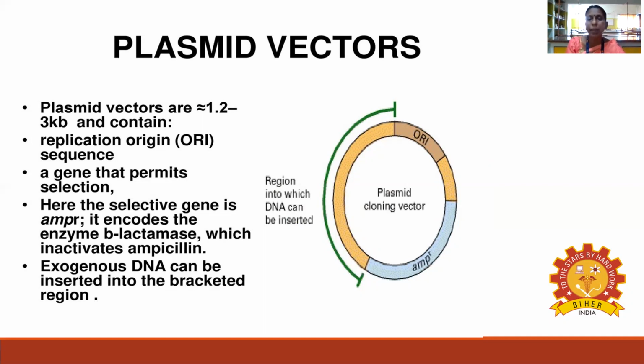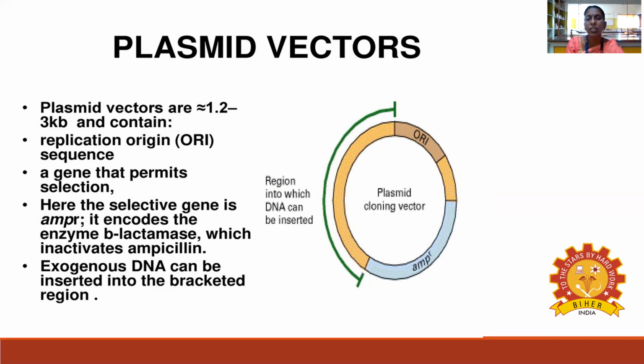So there is a gene that permits selection. Here, the selective gene is ampicillin resistance. That means the plasmid has markers. The commercially constructed plasmids have selectable markers, and there are two types of markers, most probably ampicillin and tetracycline. Ampicillin resistance encodes the enzyme called beta-lactamase, which inactivates the ampicillins.